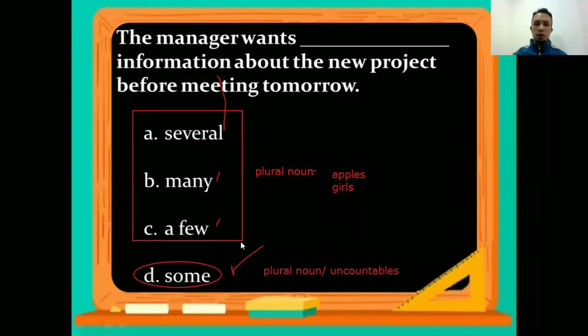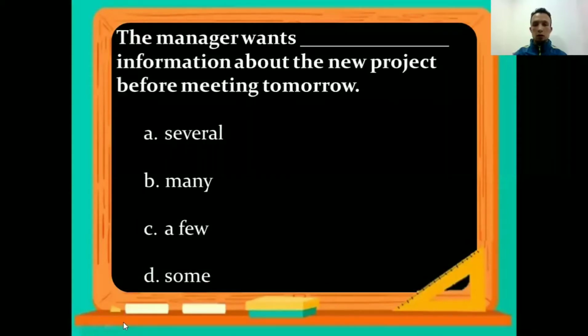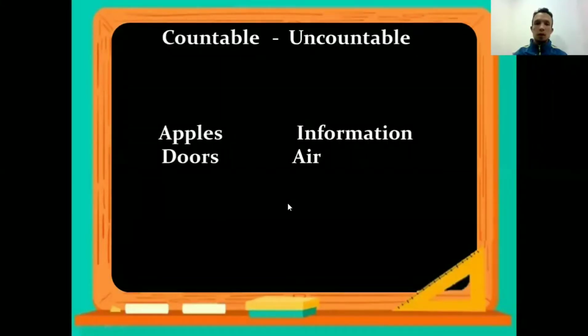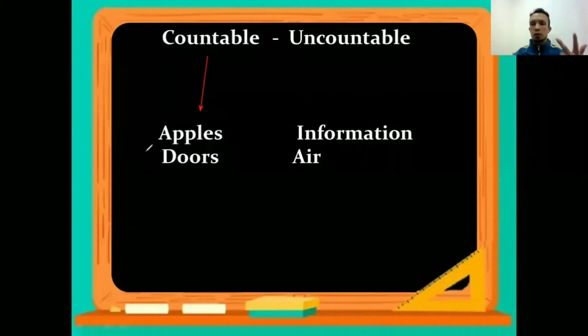I recommend you to study a topic called countable or uncountable. In this one, we determine which things are countable. For example, apples, we can say 1 apple, 2 apples, 3 apples. Doors, 1 door, 3 doors, 4 doors. And uncountable objects, for example, information. We cannot say 1 information, 2 informations, or 3 informations. The same happens with air. We cannot say 1 air, 2 airs, or 3 airs. Okay, so just review this topic in order to have a better knowledge about it, and you can have a better score next time if you fail it.